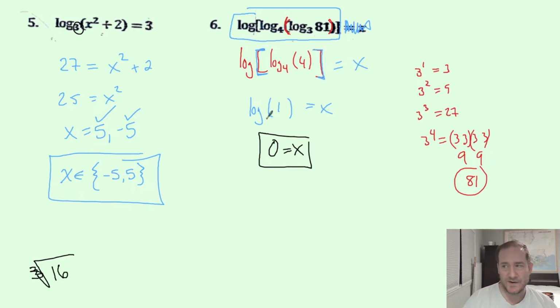So if you forgot that a log has an understood base of 10, you still could have done this problem, because even if the base was 147, then log base 147 of 1 is still going to be 0. So number 6 is 0.